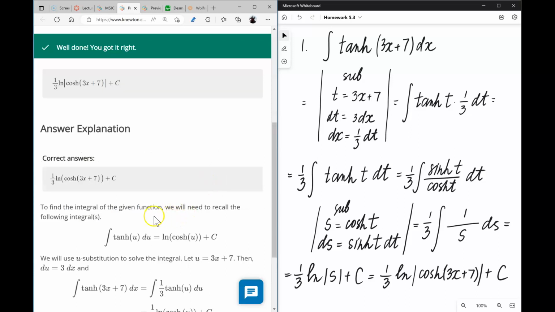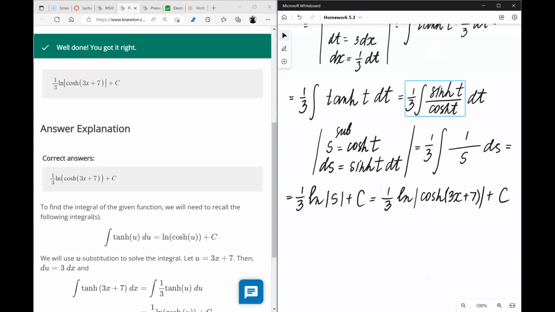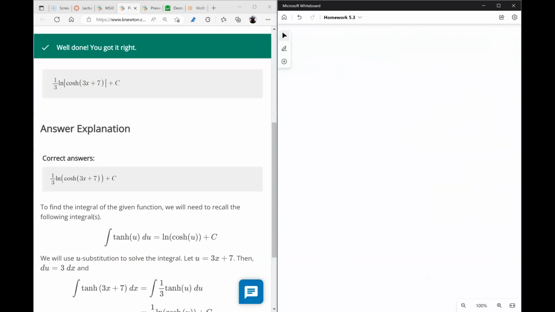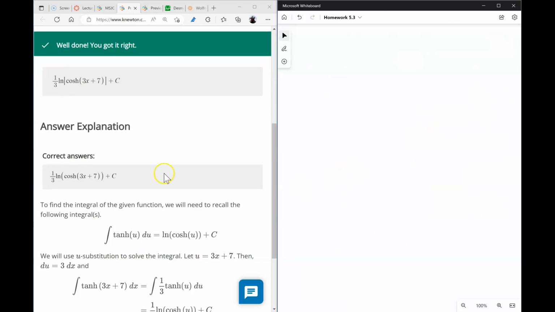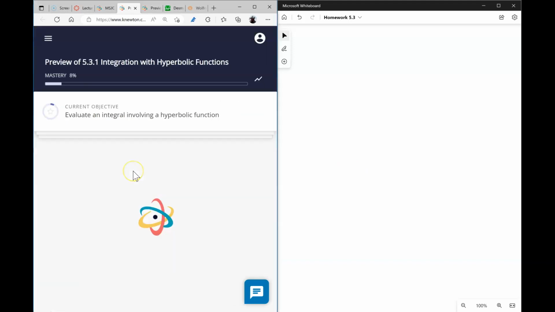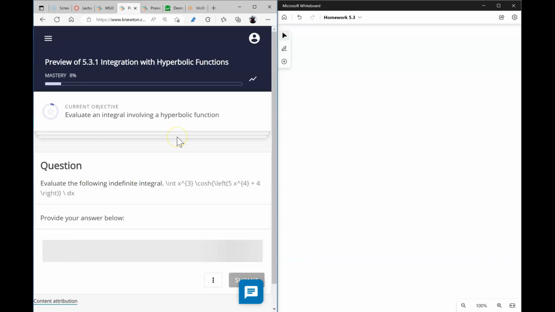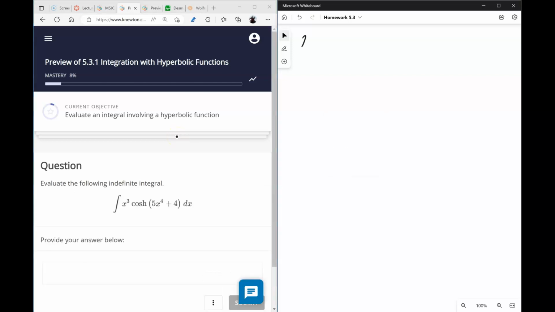And the reason why they, for example, don't put the absolute value here is because the hyperbolic cosine is always positive. So natural log of a positive number is the same as the natural log of the absolute value of that number. So that's just the properties of absolute values of positive numbers. So in this particular case, we don't have to worry about the absolute value. All right, moving on.